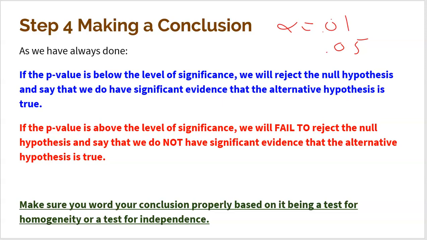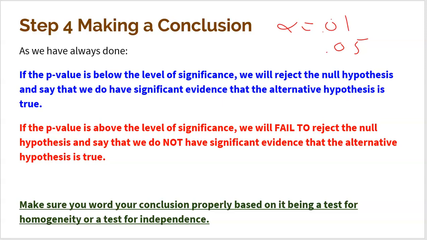So if your p-value is quite large, then what that means is that your test statistic, which came from your sample, is very likely if the null is true. Well, if your sample is likely if the null is true, then that means it's not weird and the null probably is true. So that's why we fail to reject it.